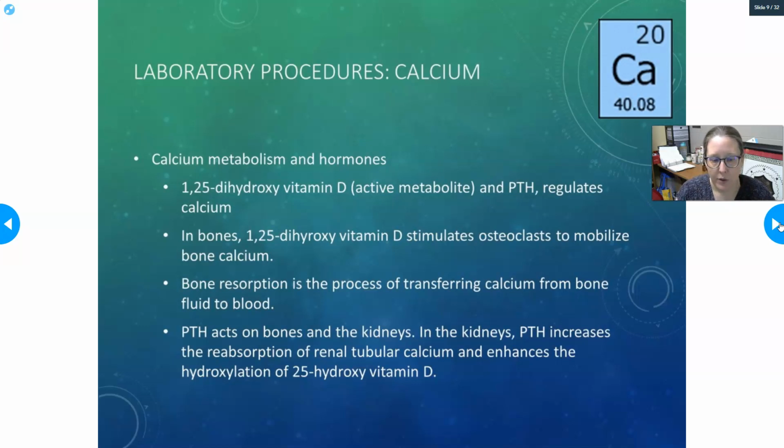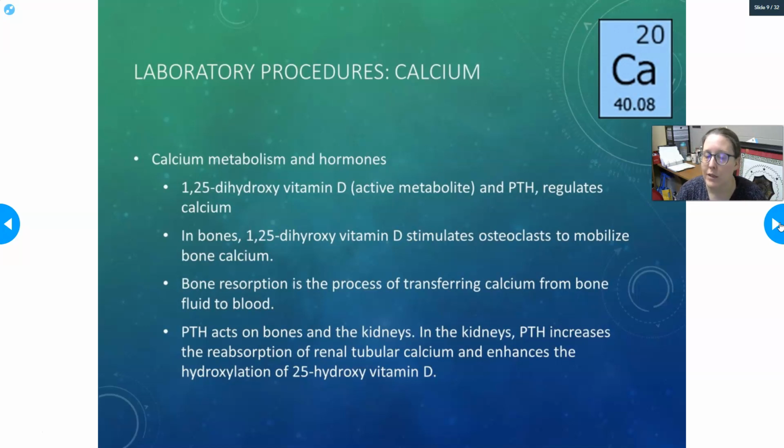Then parathyroid hormone acts on the bones, but also on the kidneys. In the kidneys, it increases the reabsorption of tubular calcium, so it keeps it from leaving your body in urine and pulls it back from the urine, puts it back into blood. It will also enhance the hydroxylation of 25-hydroxyvitamin D, which was activated in the liver, to become the fully active 1,25-dihydroxyvitamin D.